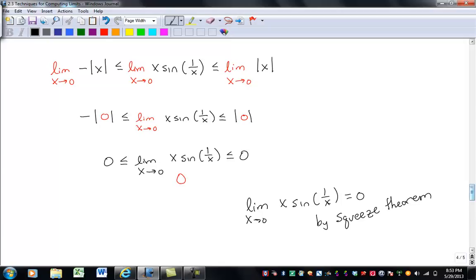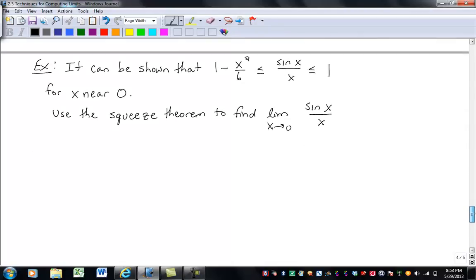And so let me do one more of these, just another example. We can show that 1 minus x squared over 6 is less than sine x over x, less than 1. Use the squeeze theorem to find the limit as x goes to 0 of sine of x over x. So what I do is I take what they gave me, and I write the limit as x goes to 0 in front of each one of these things. So there's the 1 minus x squared over 6. Here's the limit I'm looking for. Limit as x goes to 0 of sine of x over x. Less than or equal to the limit as x goes to 0.